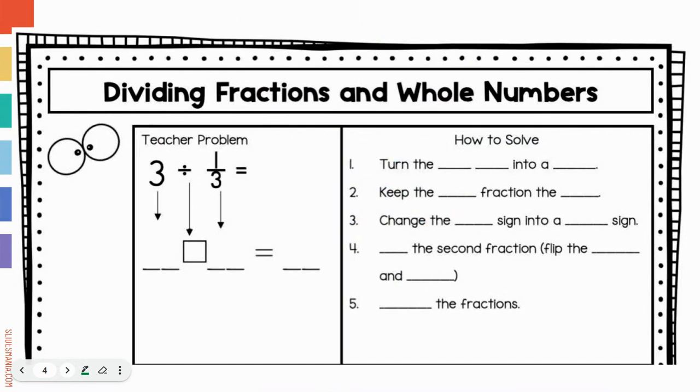So dividing fractions and whole numbers. So this is going to be a lot like multiplying fractions. There's just one key thing. So step 1, turn the whole number into a fraction. And remember, to turn a whole number into a fraction, you put the number on top and then a 1 on the bottom.